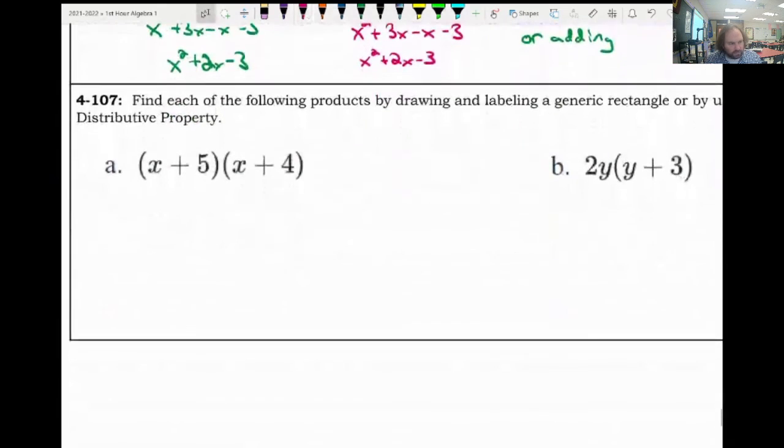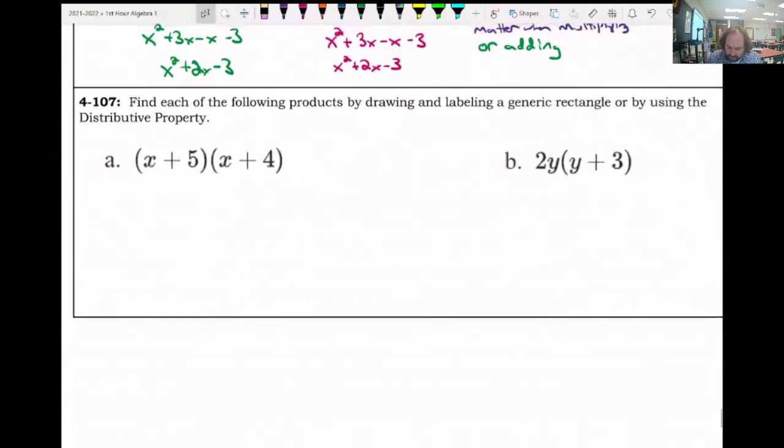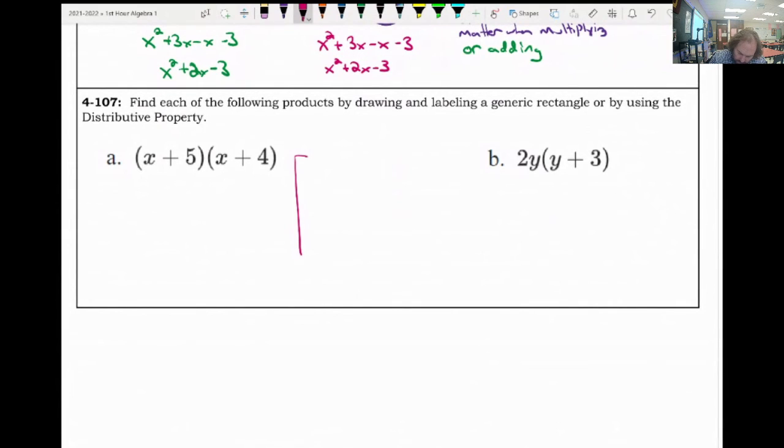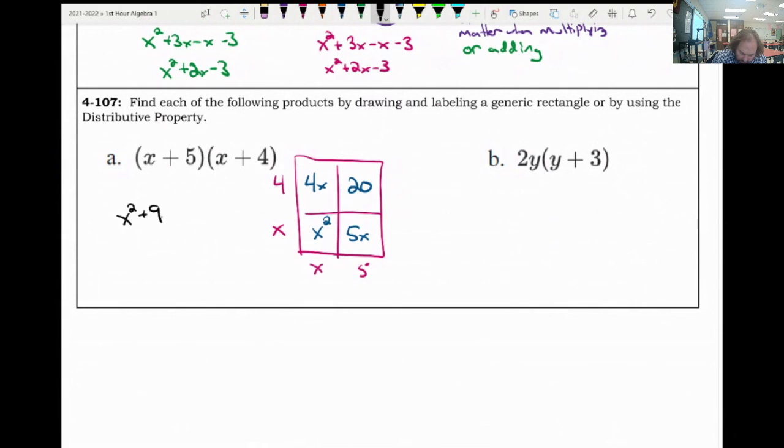Next question. Speaking of which, in 4.107, find the following products by drawing and labeling a generic rectangle or by using the distributive property. Again, it's up to you how you want to do this. You don't need to draw the generic rectangle too much, but it's probably a good thing if you're still starting off or still feeling like you don't have a good handle on this to draw it all the way out. X times x, x squared. X times 4, 4x. X times 5 is 5x, and 5 times 4 is 20. And you just add it all together. You get x squared plus 9x plus 20. The 9x comes from the 4 plus the 5, by the way.